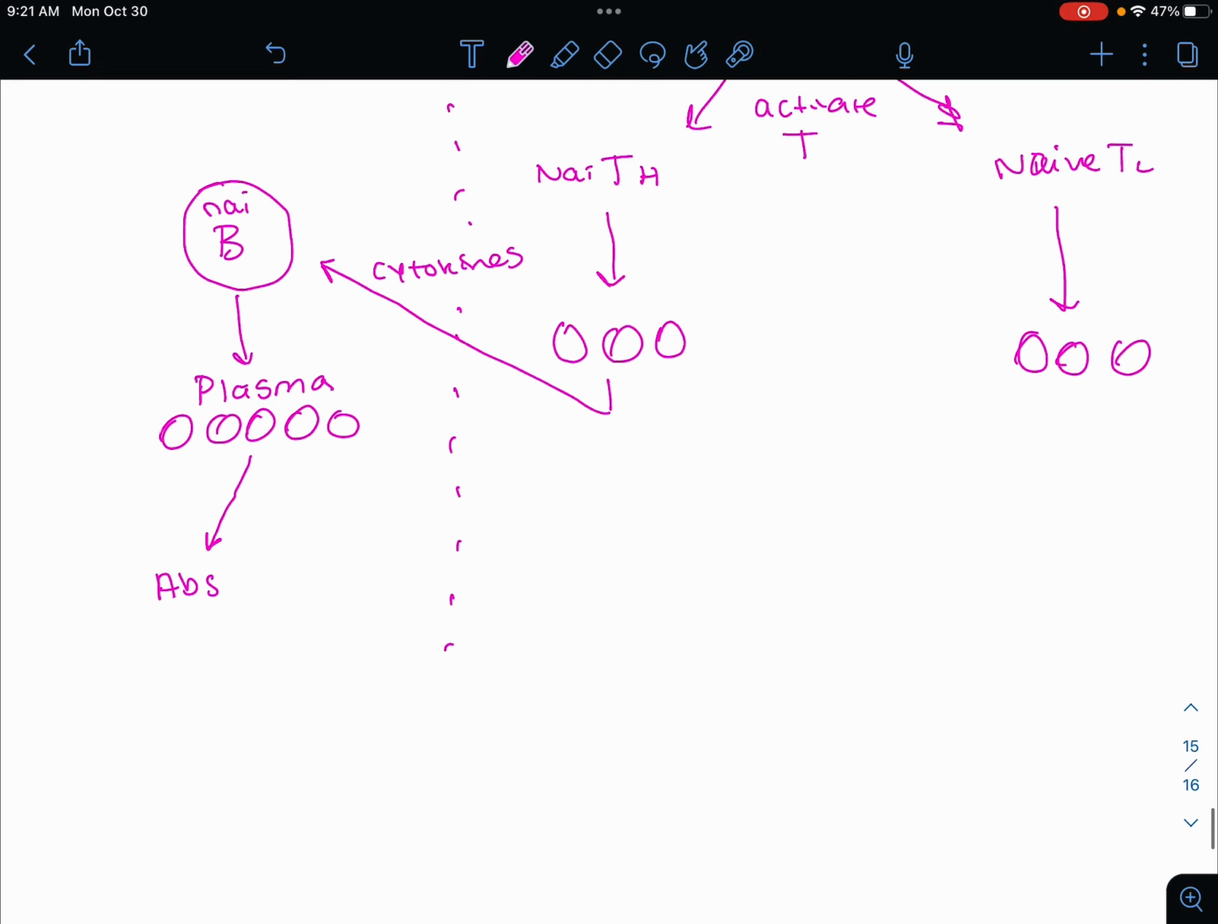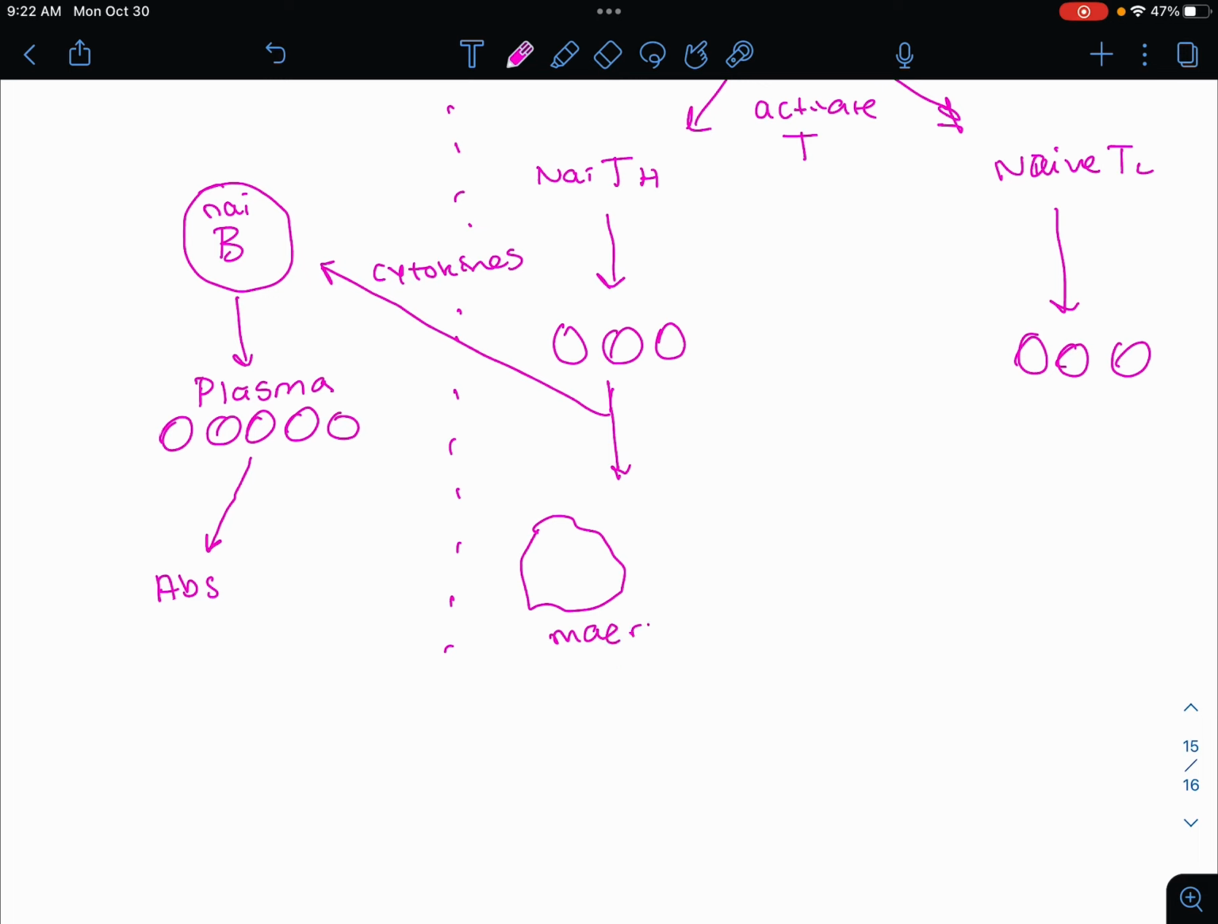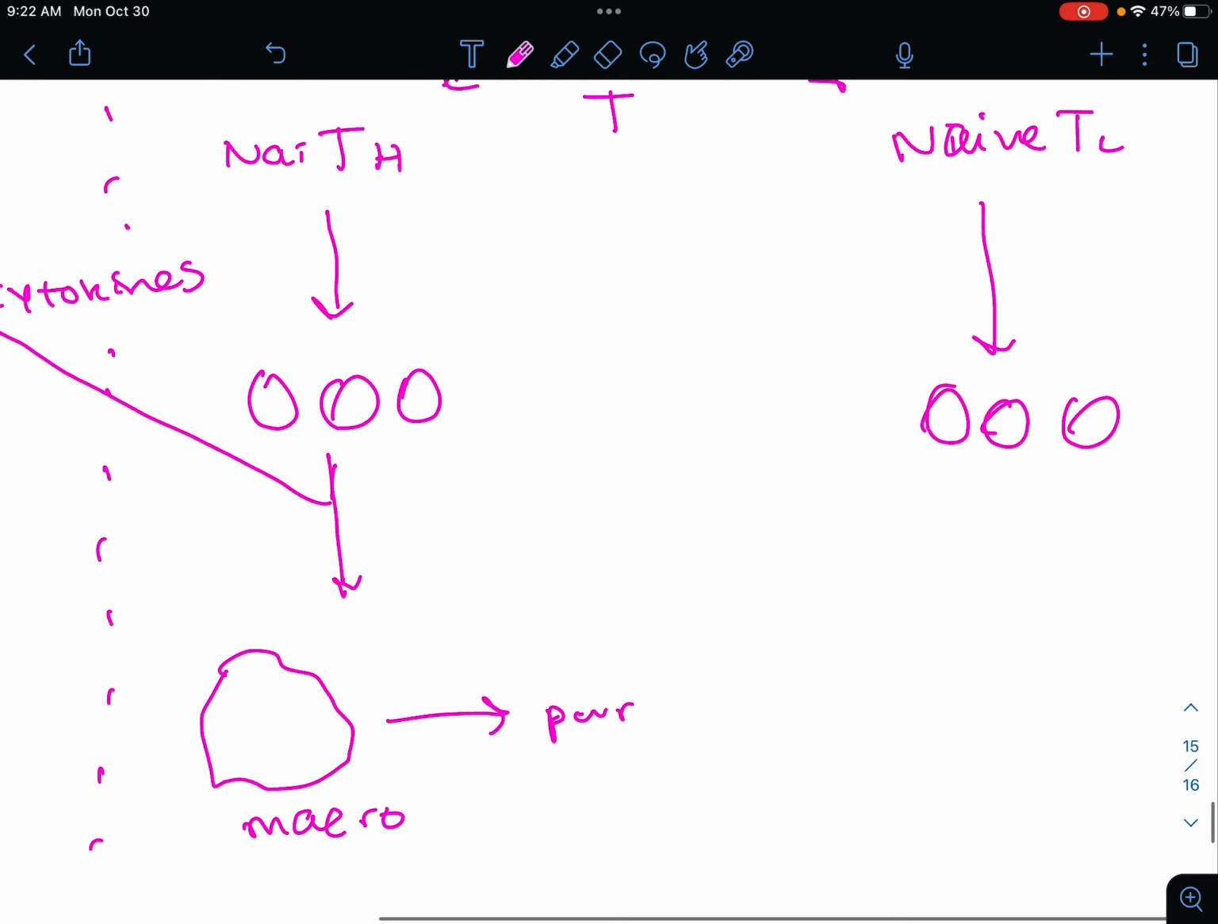Now on the right side, when we had those TH cells, we're also going to, again, get some of those cytokines to affect some macrophages. And that's going to increase their power. With the TC cells, however, they're going to deliver death packages.